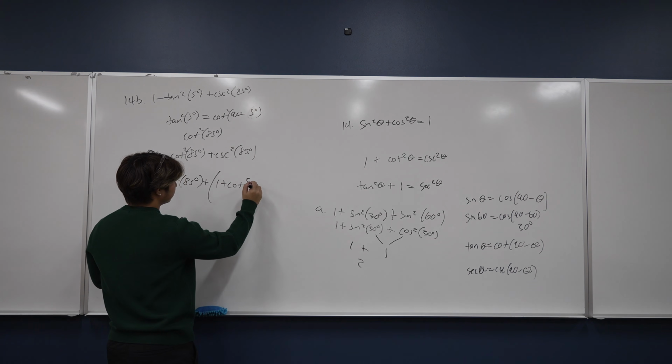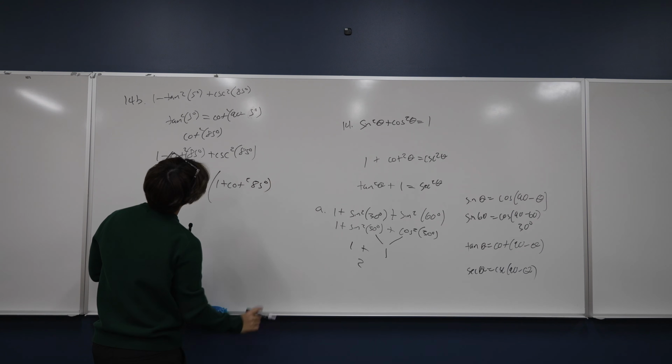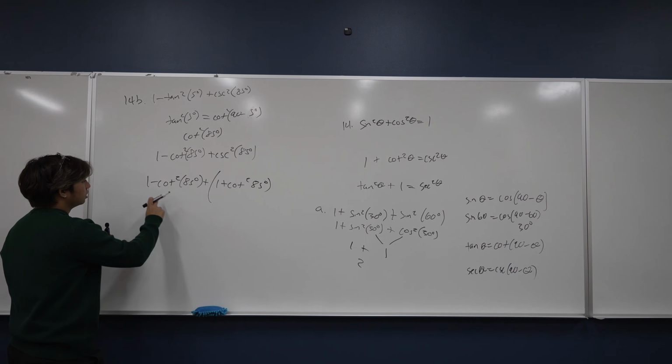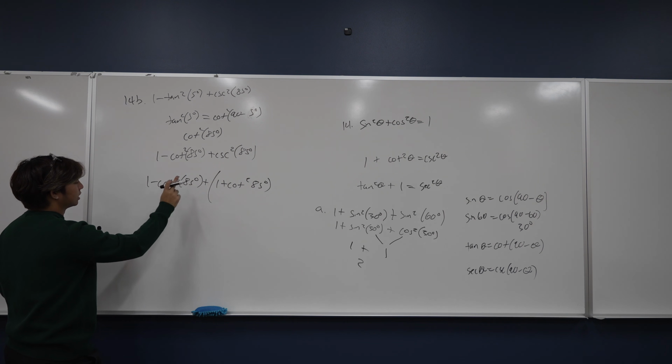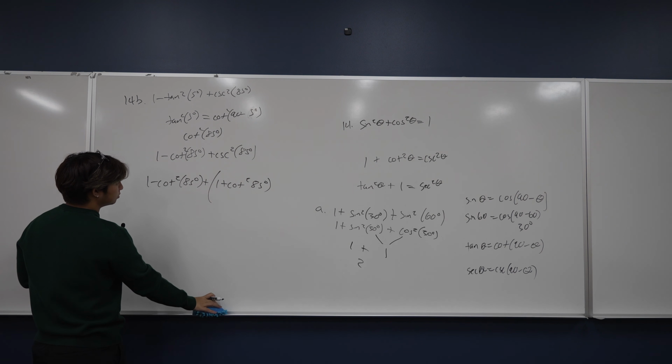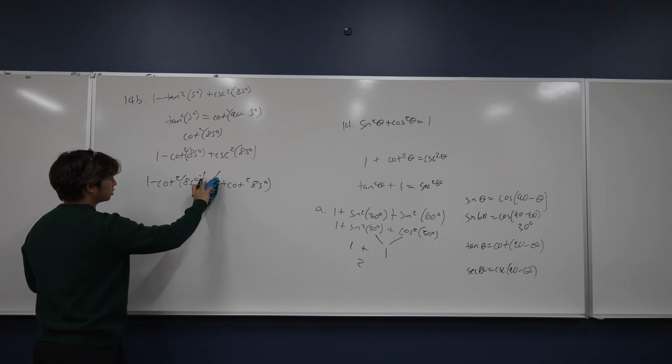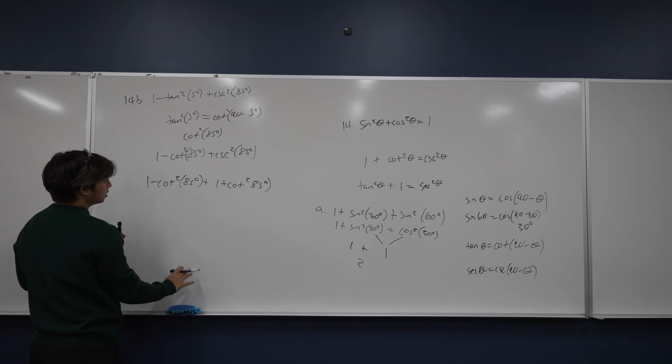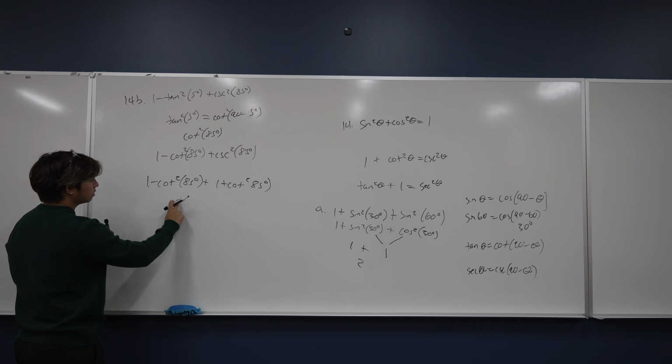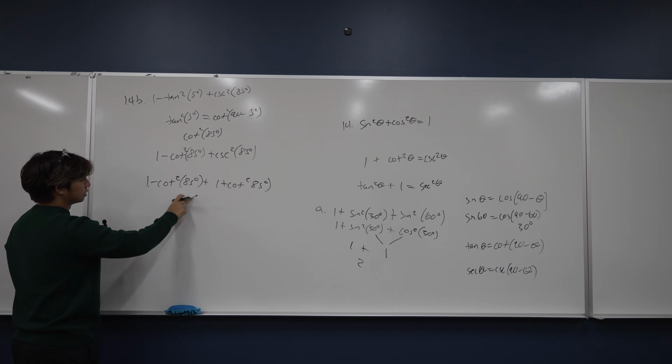So this becomes 85 degrees. Cool. So now we're left with what? Actually, yeah, this kind of cancels out. So let's remove this parentheses for now. So now we have what? 1 plus 1, pretty much.